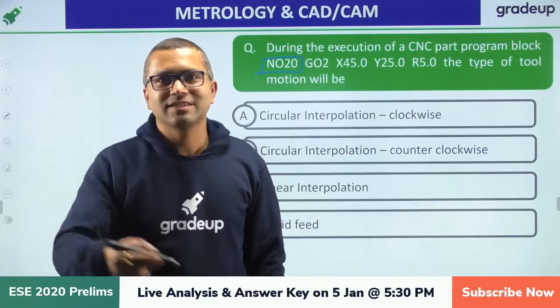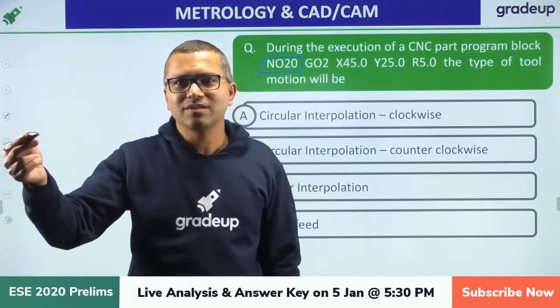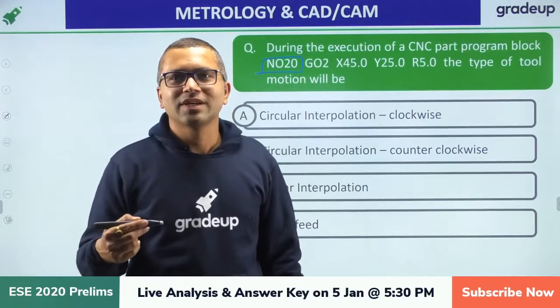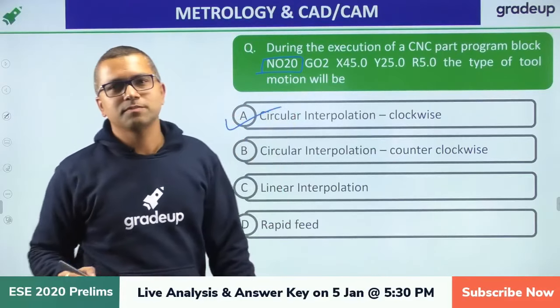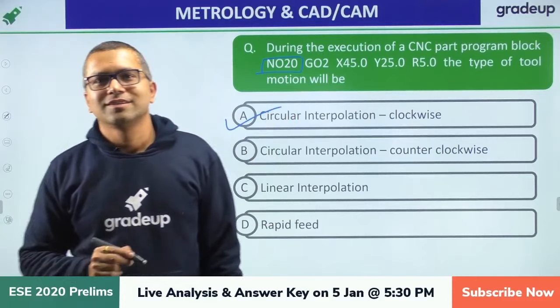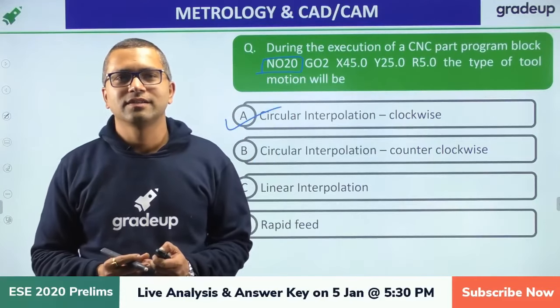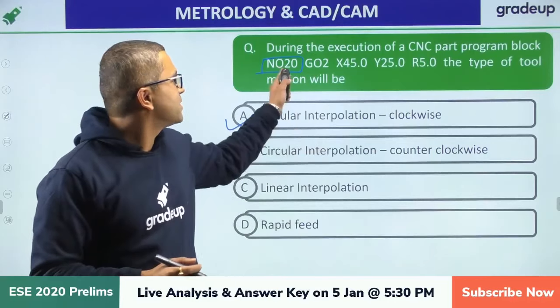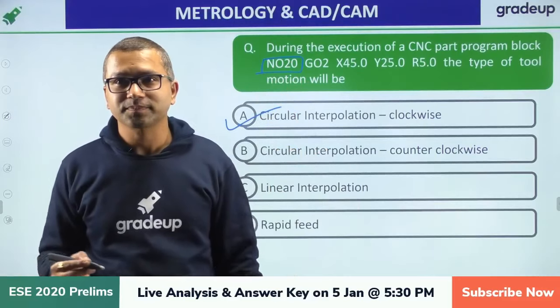Sharmila says this is line number. This is just line number, okay. So, G02, is it clockwise or anti-clockwise? It is clockwise. Circular interpolation clockwise. Alright, it's A. Yes, that is serial number or line number of the program that you're writing in.